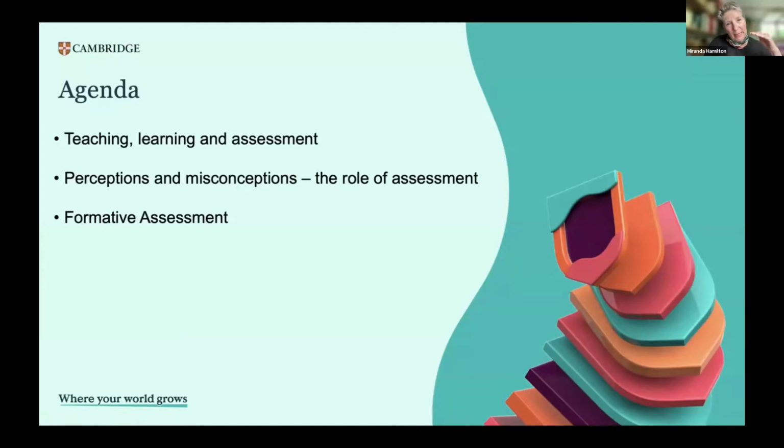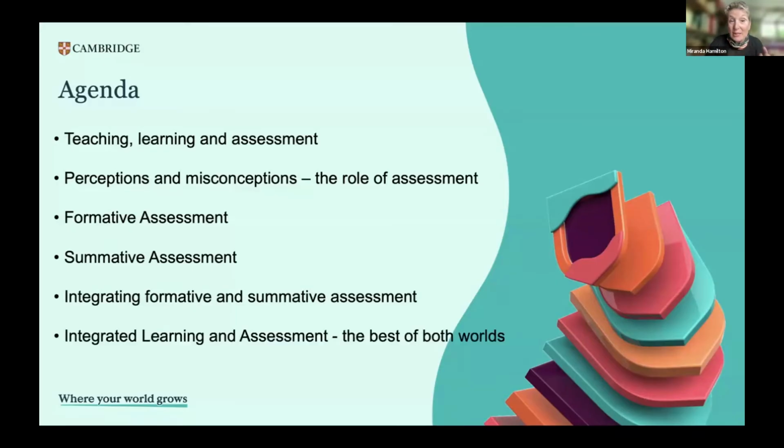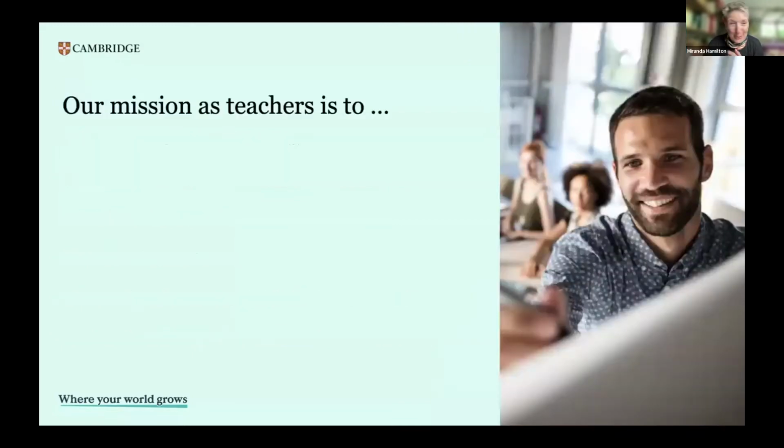And then we're going to go in a little bit more deeply to consider two key approaches to assessment, one of which is formative and the other is summative assessment. And we'll explore how the bringing together of formative and summative assessment leads us towards integrated learning and assessment, brings together the best of the assessment worlds. So let's take a look.